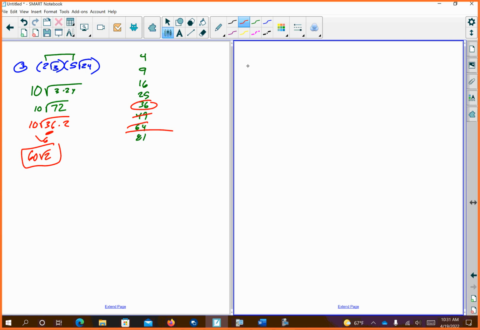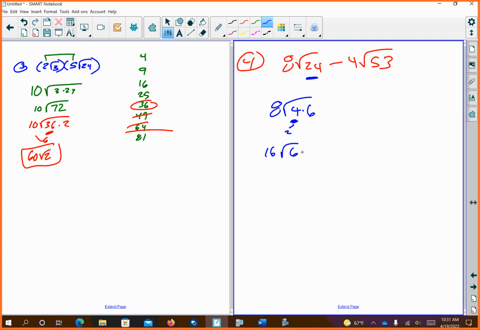All right. Problem number 4. We have 8 root 24 minus 4 root 53. I think 24, I'm going to use 4 and 6. Why did I not use 3 and 8? 4 is perfect square. Square root of 4 is 2, so I get 16 root 6.